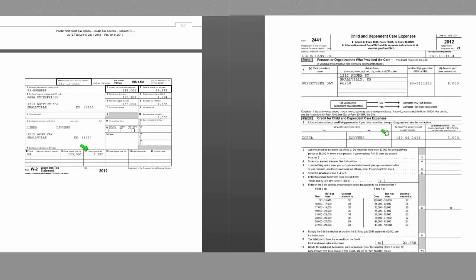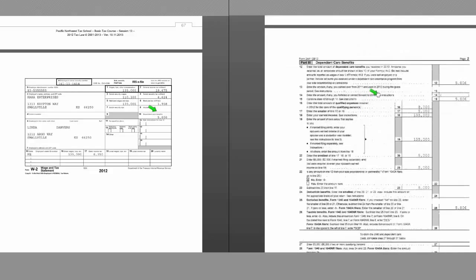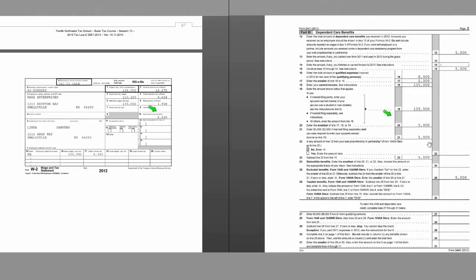On to the 2441, as I said, the form is required. We enter Super Tykes Daycare and the amount of qualifying expense paid. For Zorel, we show the amount of qualifying expense paid for Zorel, but not more than the amount paid to the provider minus the amount shown on the W-2. So we take $8,000 paid to the provider, we subtract out the amount shown on the W-2 of $5,000, and what's left is $3,000.